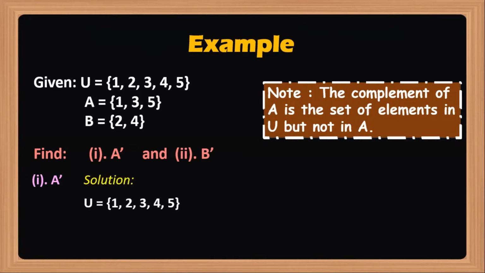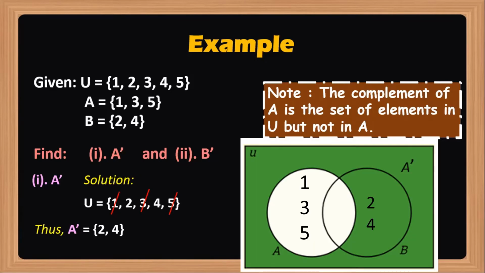Let's have our solution. Ang universal set natin is 1, 2, 3, 4, 5. Yan. I-remove natin lahat ng elements na nasa A, the 1, the 3 and the 5. So therefore, ang sagot natin ay we have A complement ay 2 and 4. Okay, kung ito-draw natin siya, ito-draw natin yung figure.